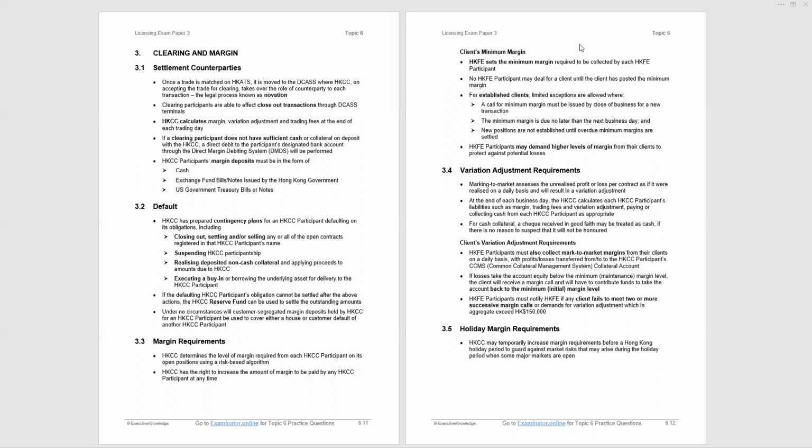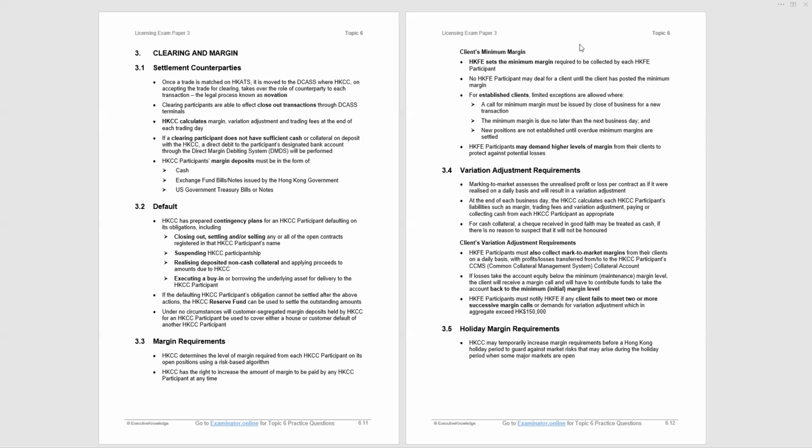Futures exchange participants must notify the futures exchange if any client fails to meet 2 or more successive margin calls, so this is not good news, or demands for variation adjustment which in aggregate exceed 150,000 Hong Kong dollars. So this is really all the detailed control mechanisms to make sure that losses do not accumulate.